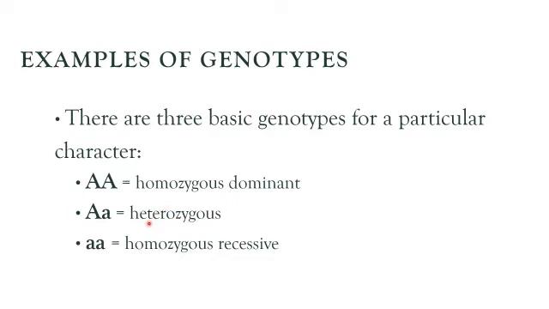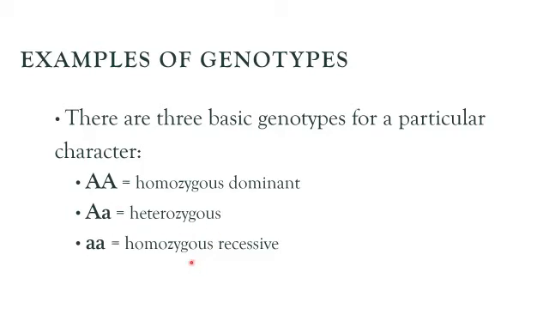The other one is heterozygous genotype. This is a genotype composed of alleles which are different from each other. So the one allele is dominant because it is in big letters. The other one is recessive because it is in small letter. So this genotype is what we call heterozygous genotype.